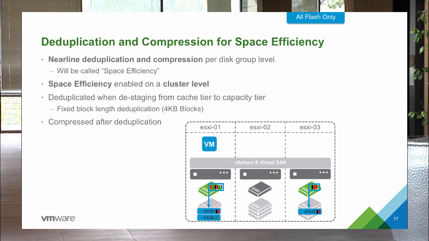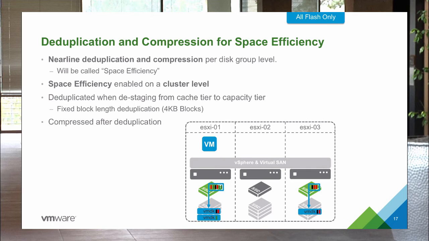We remembered in the previous slide that inside of all flash we're going to use the SSDs inside of the caching tier for the write buffer only, and then it's all going to be moved down into the SSDs for data retention. So you enable space efficiency on a cluster level, and the dedupe happens on a per disk group basis. And remember, we can have multiple disk groups on an individual host. Bigger disk groups result in a higher deduplication ratio. After the blocks are deduped, they will be compressed.